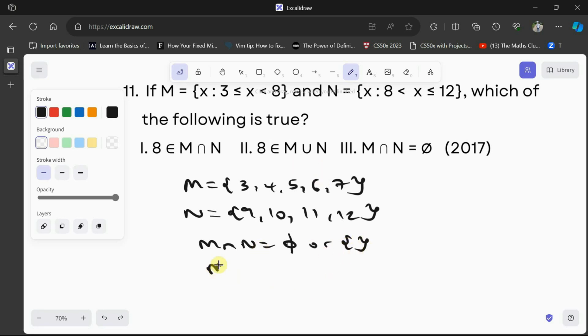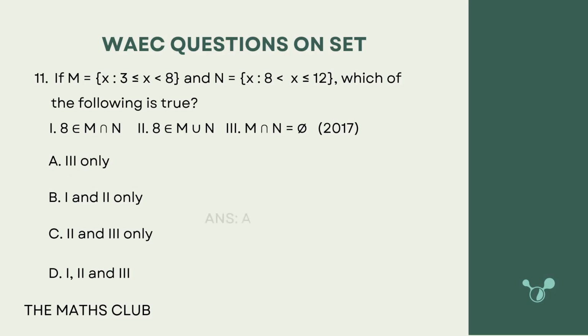Then talk about union. If I do M union N, that's going to give me 3, 4, 5, 6, 7, 9, 10, 11, and 12. Is 8 a member of any of them? No. So our answer is going to be 3 only, because M intersection N is equal to the empty set. Let's see if our answer is correct. That should be option A.